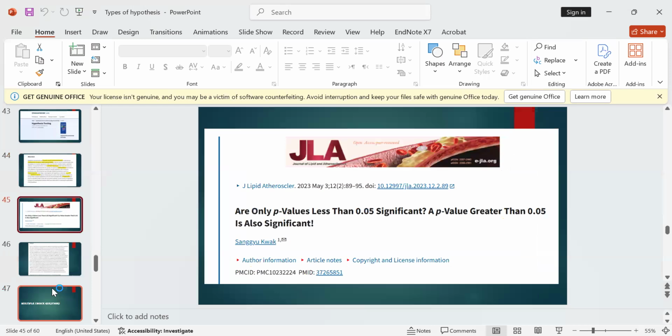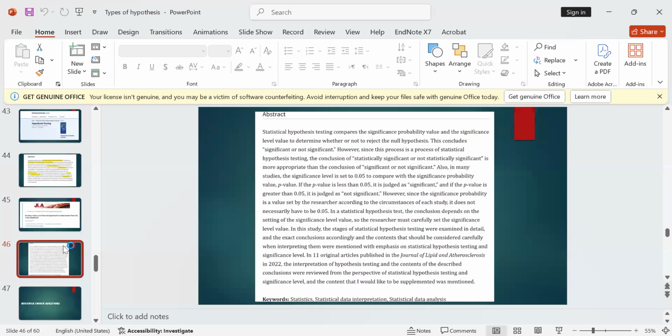Are only p-values less than 0.05 significant? A p-value greater than 0.05 is also significant. Statistical hypothesis testing compares the significance probability value and the significance level value to determine whether or not to reject the null hypothesis. This concludes significant or non-significant.